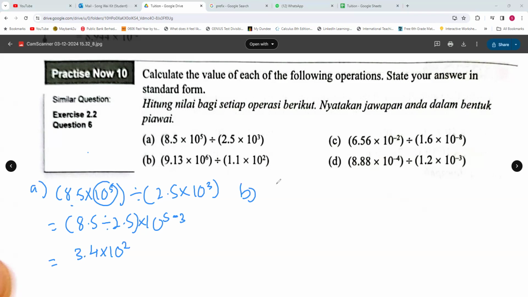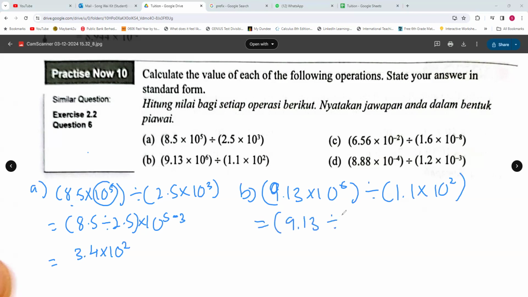So B is 9.13 times 10 power 6 divided by 1.1 times 10 power 2. Okay. Use the same pattern, 9.13 divide by 1.1. And then you start with the power again, 10 power 6 divide minus 2. Okay. Now, can you give me the answer for the second one?